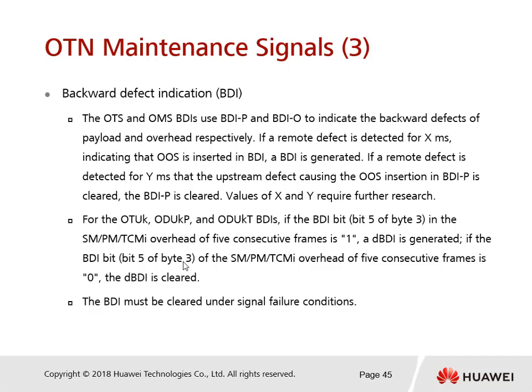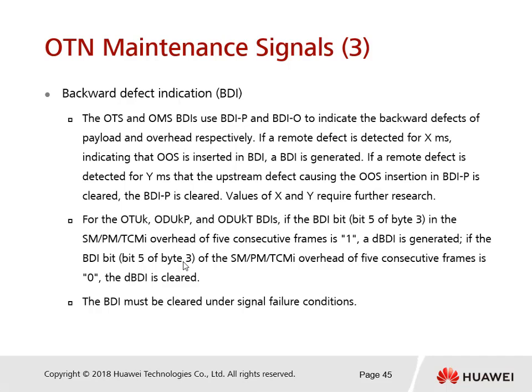Another maintenance signal is the BDI, which means backward defect indication. Here you will find the OTS and OMS BDIs, which use BDI-P and BDI-O to indicate backward defects of payload and overhead, respectively. If a remote defect is detected for X milliseconds, it indicates that OOS is inserted in BDI. A BDI is cleared if the upstream defect causing the OS insertion in BDI-P is cleared for Y milliseconds. Values of X and Y require future research.